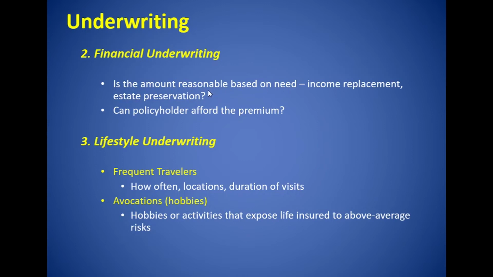In addition to that, part of the financial underwriting process is, can the policyholder afford the premium? And they're interested in this because if the policy is sold and it's very expensive and eventually something comes up and the client can't afford it any longer, the policy may lapse or be surrendered, and this can be an expensive process for the insurance company. They want to make sure that the policy premium is affordable.